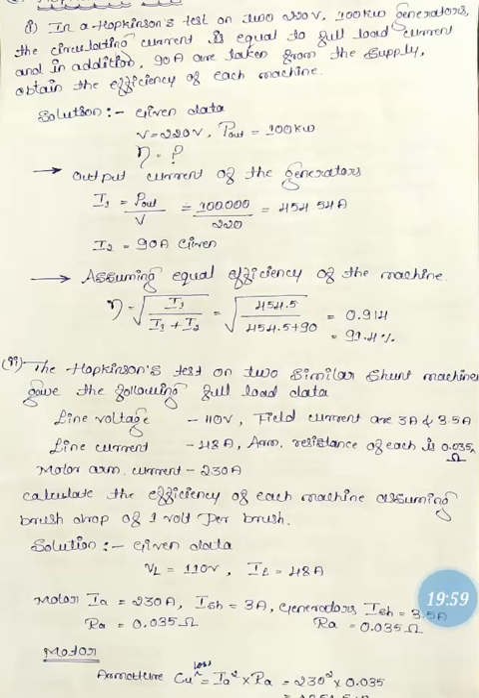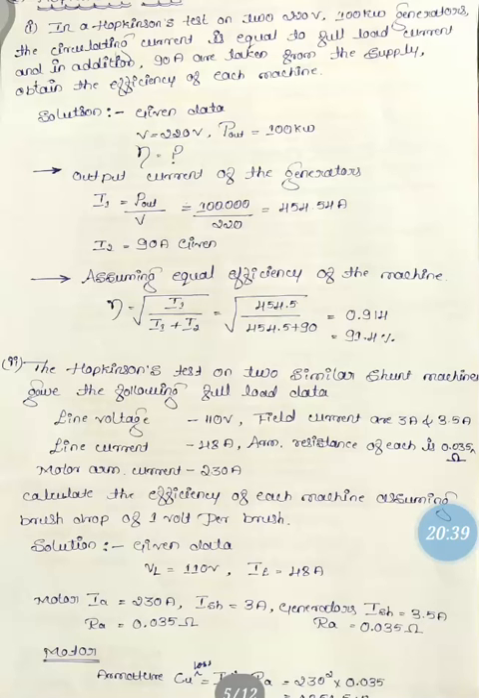So the line voltage is given, that is 110 volt. Similarly, the line current is also given, 48 ampere. The motor armature current is also given, that is 230 ampere. Then shunt field winding current is also given, that is 3 ampere. Then generator shunt field winding current is also given, that is 3.5 ampere. Then armature resistance of the motor is given, 0.035 ohm. Similarly, the armature resistance of the generator is also given, that is 0.035 ohm.